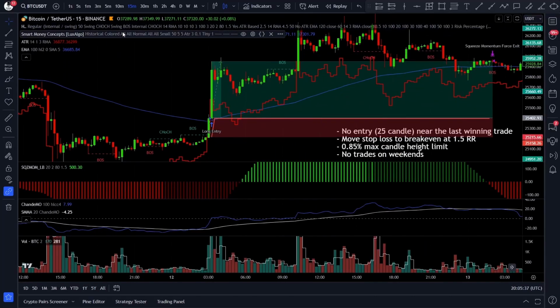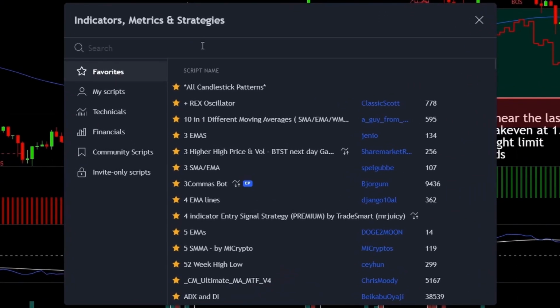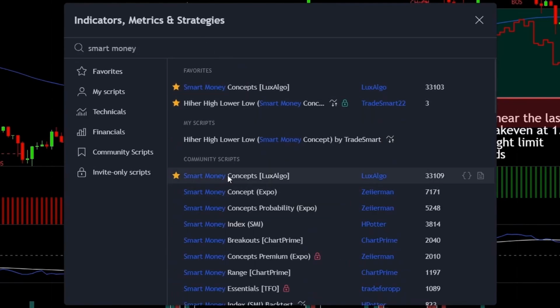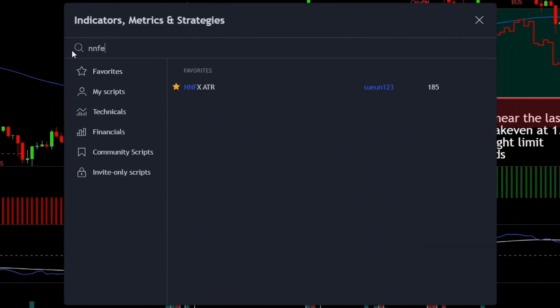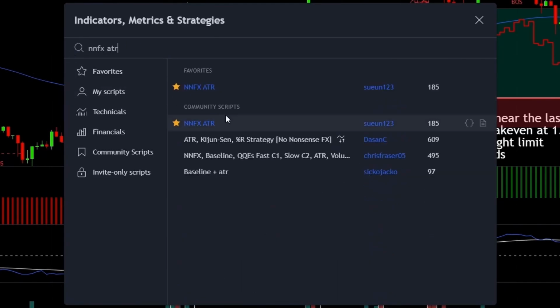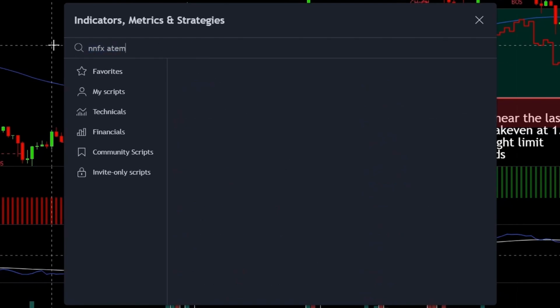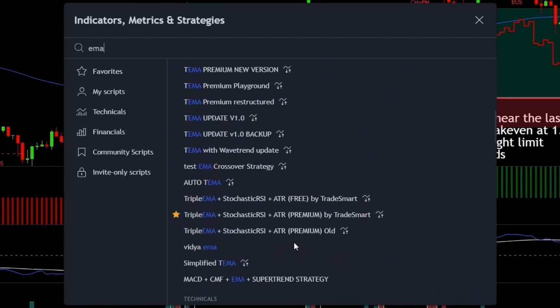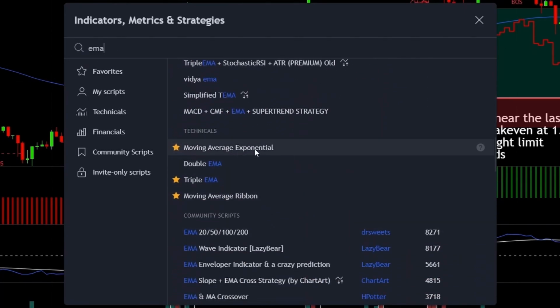I have already set up all of the indicators that are needed for the strategy optimization. Let's go over them quickly one by one. First you will need the Smart Money Concepts by LuxAlgo, this one. Then the NNFX ATR, this one. Then 2 EMAs, so click this 2 times.